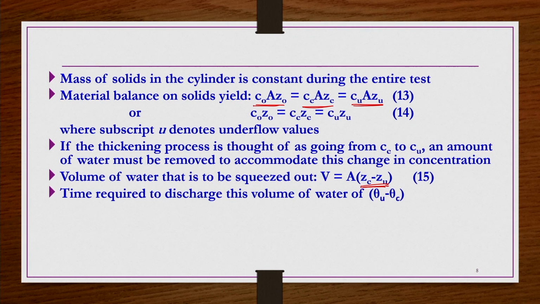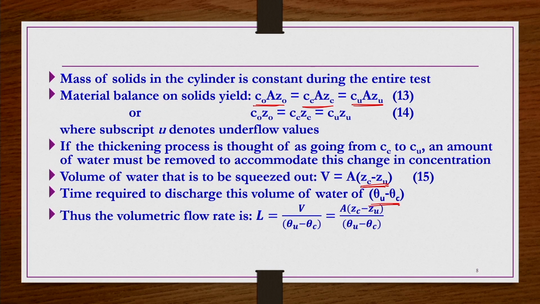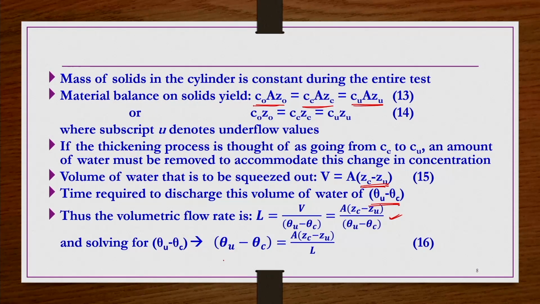Then the time required to discharge this volume of water is theta u minus theta c, as we have seen graphically. The volumetric flow rate L would be V divided by theta u minus theta c. So we get A into Zc minus Zu divided by theta u minus theta c, simply by substituting for V, A times Zc minus Zu. Solving for theta u minus theta c, that is A multiplied by Zc minus Zu divided by L.